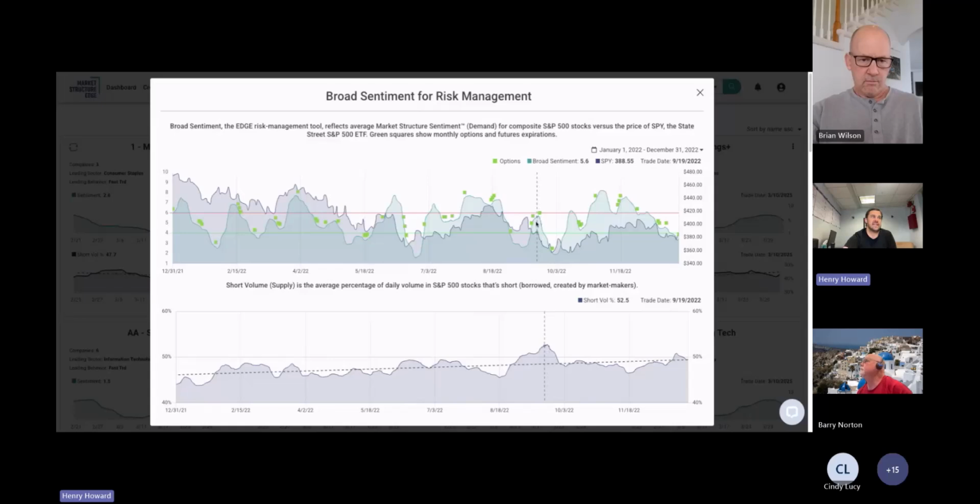Again, we see it here. The entry point doesn't happen up here. We have to wait until we get down into this trough, until we really sell off, until even short volume bottoms. And then that becomes an entry opportunity for the long side.